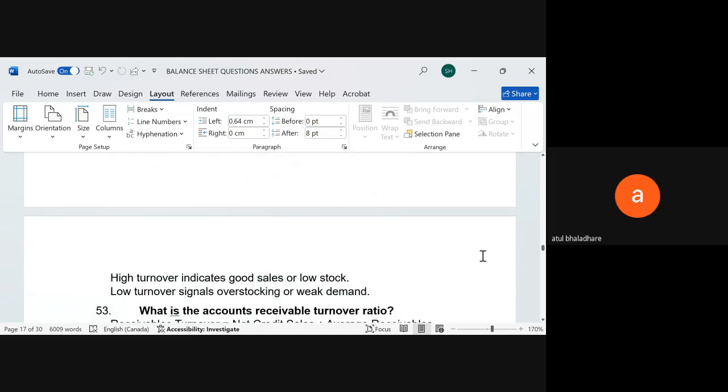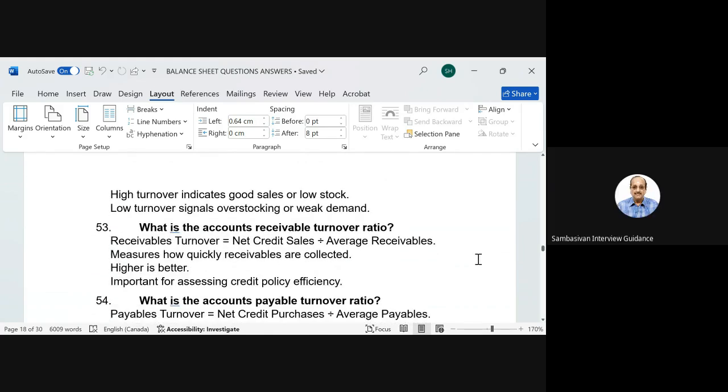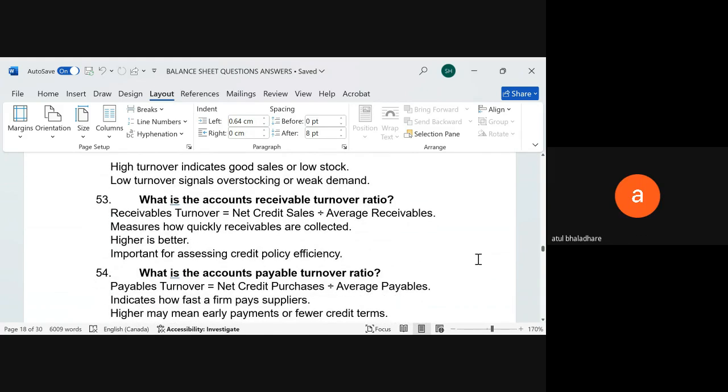High turnover indicates good sales or low stock. Can you scroll down, sir? Low turnover signals overstocking or weak demand.